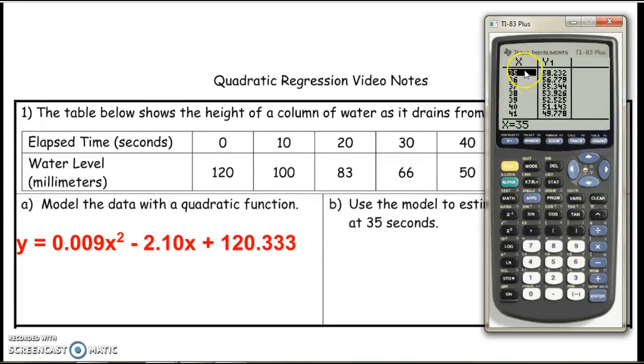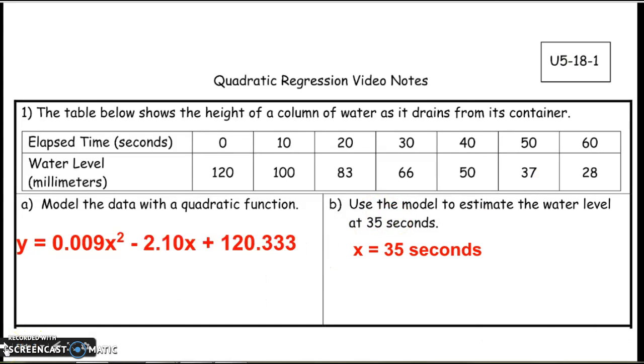So now my table starts at 35, so at 35 seconds the water level is 58.232 thousandths of a millimeter. When I found my answer for this one, I'll show you, at 35 seconds, I got 57.937 thousandths of a millimeter. I used this rounded version, so my number is slightly smaller than what was on the calculator.